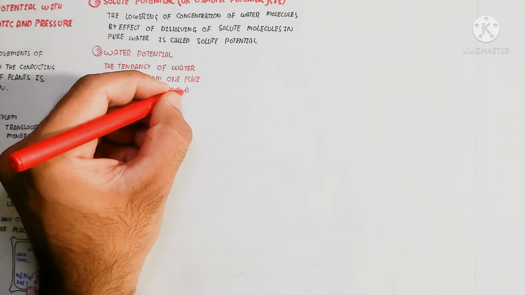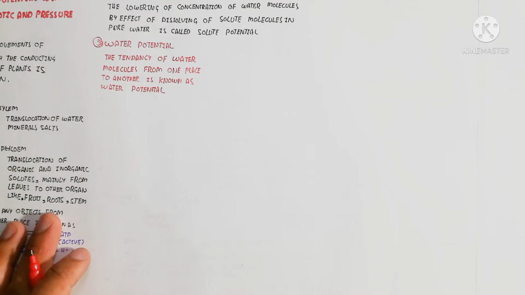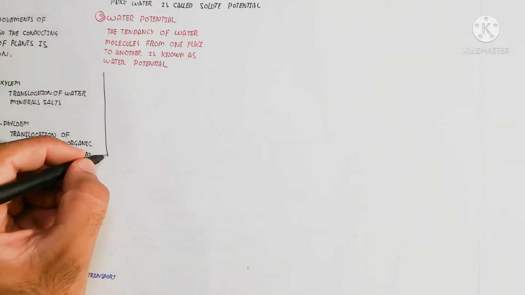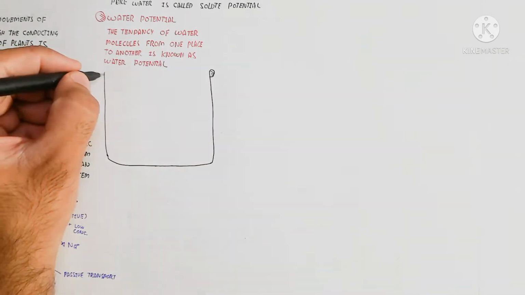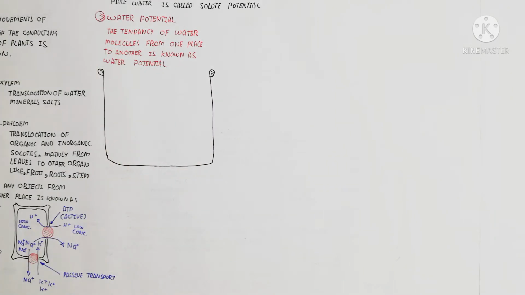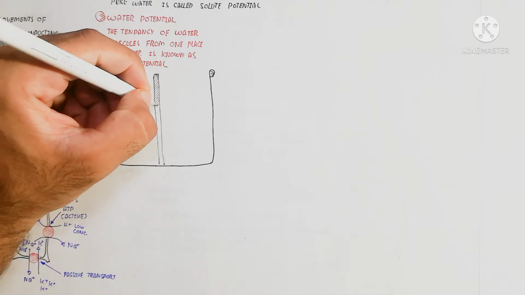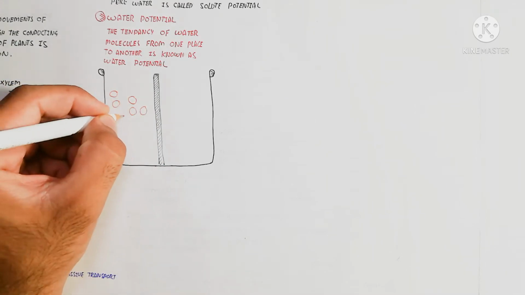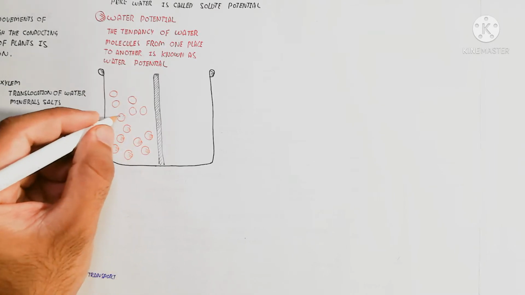So here is the water potential. The tendency of water molecules to move from one place to another is known as water potential. So water has some potential which allows it to move from higher to lower because it contains kinetic energy. That kinetic energy is used for movement. So here is the beaker which contains a semi-permeable membrane, and on one side the water potential is negative due to the higher amount of solute, for example salt and minerals.